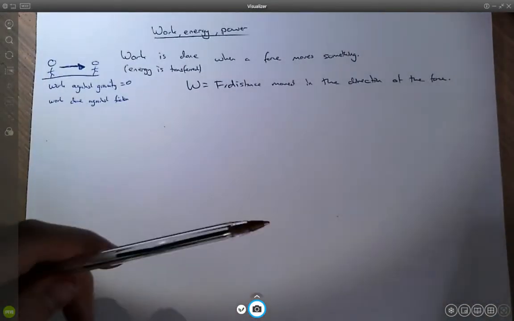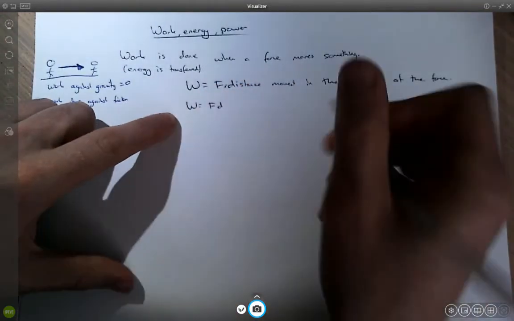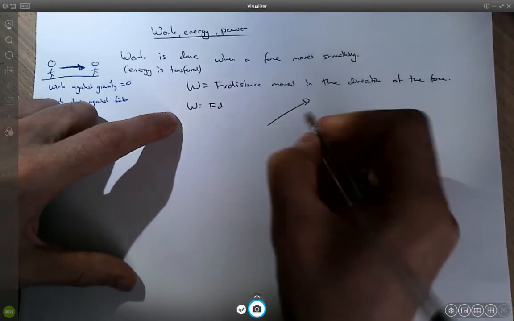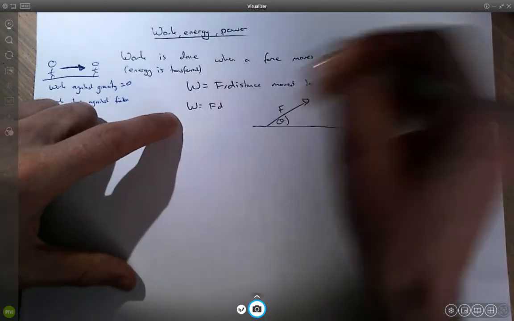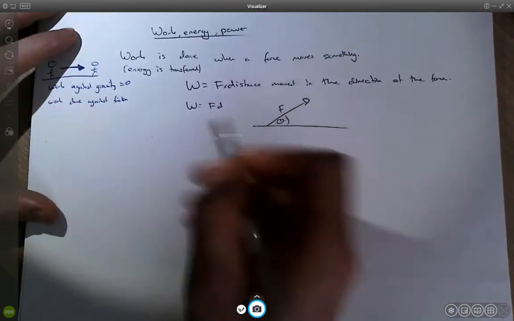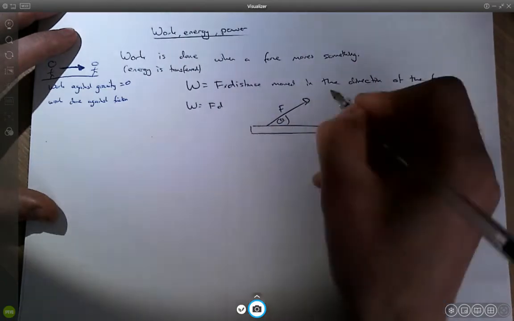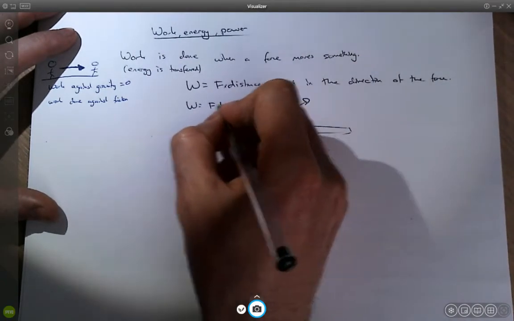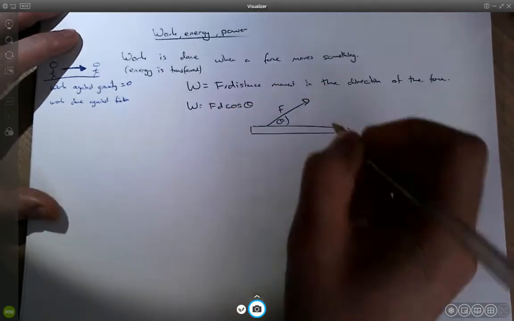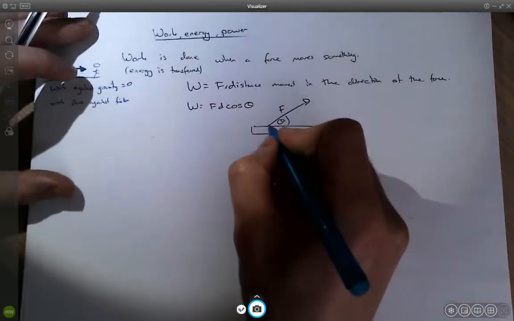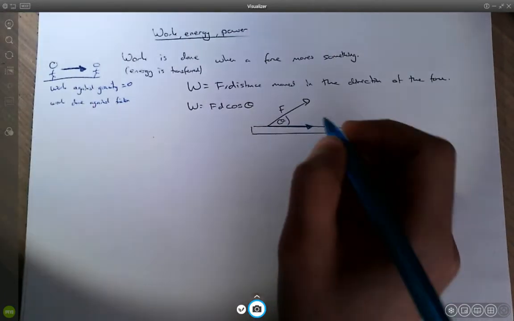So work done is force times distance, but we know at A level that you might have a force at some angle to a surface. So maybe I'm moving this piece of wood, but my force is at an angle. So this becomes work done is F D cos theta. So we want work done in the direction of the force.